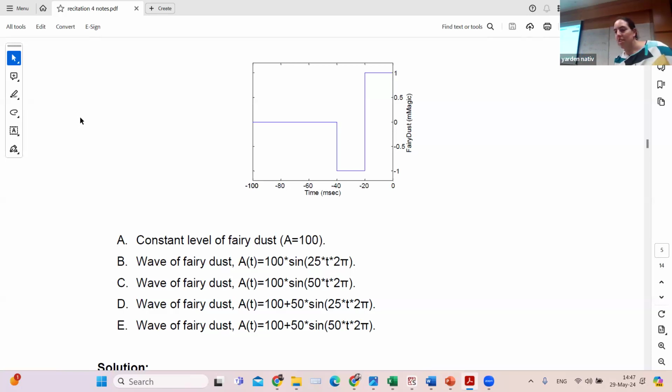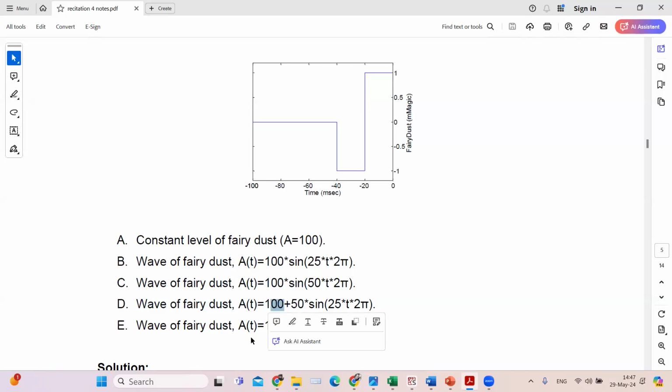Sorry, can you explain one more time why it's B? Yes, so after we ruled out A, D, and E, was that clear, Ksenia? No. Okay, so A is irrelevant because the STA is not flat. And in D and E, we have this 100 DC shift. Therefore, in D and E, it should fluctuate around 100 and not around 0, right?